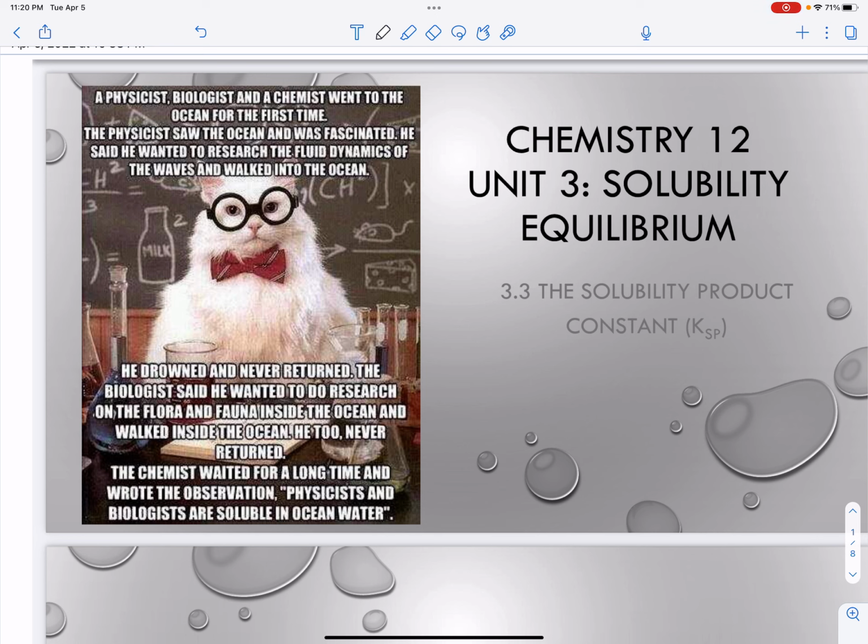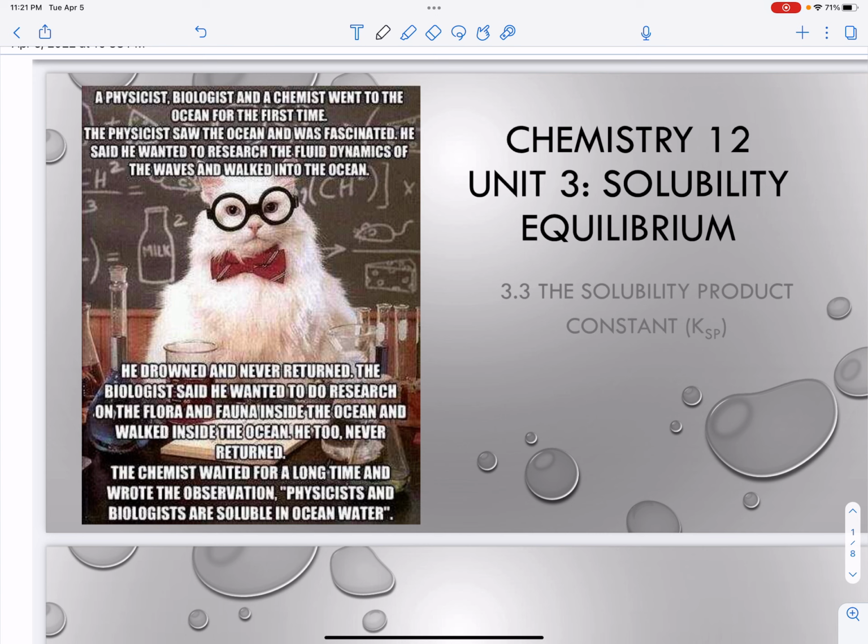Now, the biologist said that they wanted to do research on the flora and fauna inside the ocean and walked inside the ocean. They too never returned. The chemist waited for a long time and wrote the observation: physicists and biologists are soluble in ocean water. Of course, being hilarious because this ties nicely into our solubility unit.